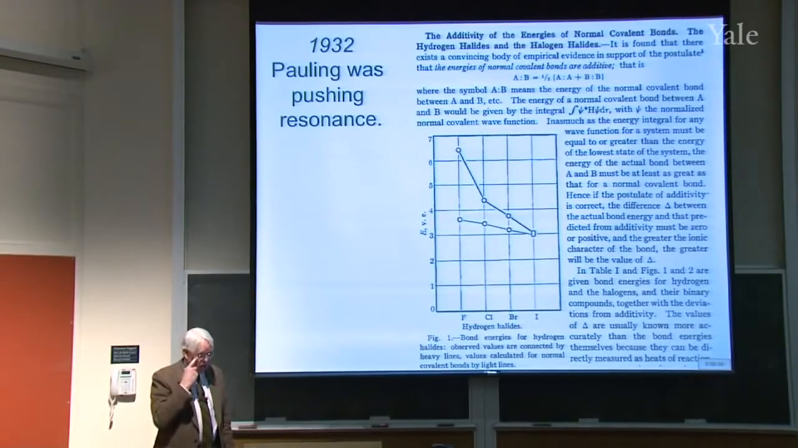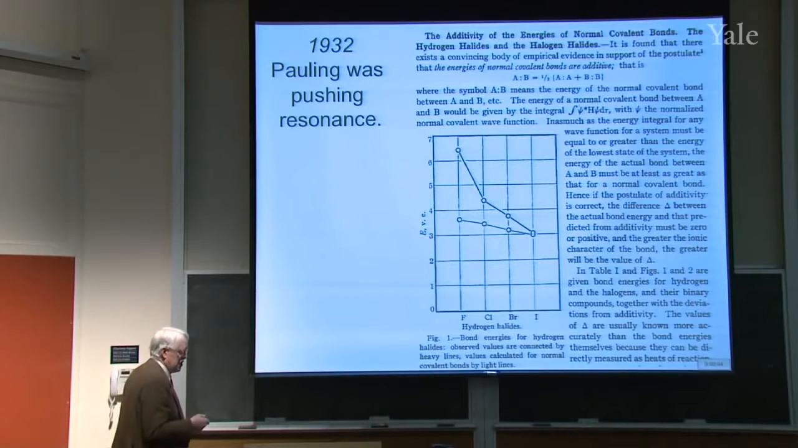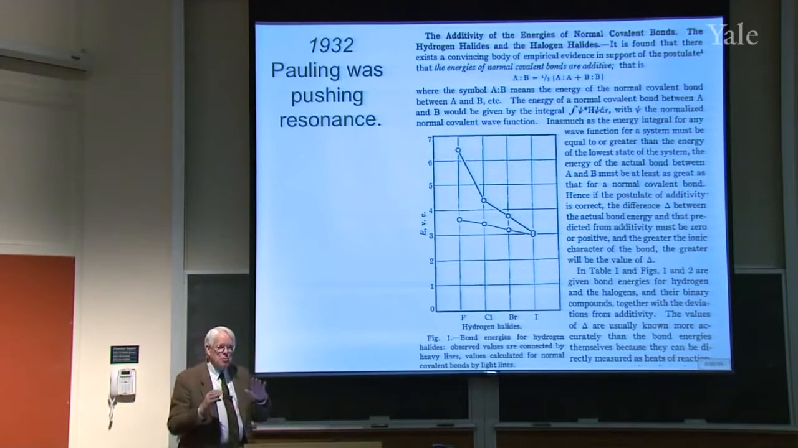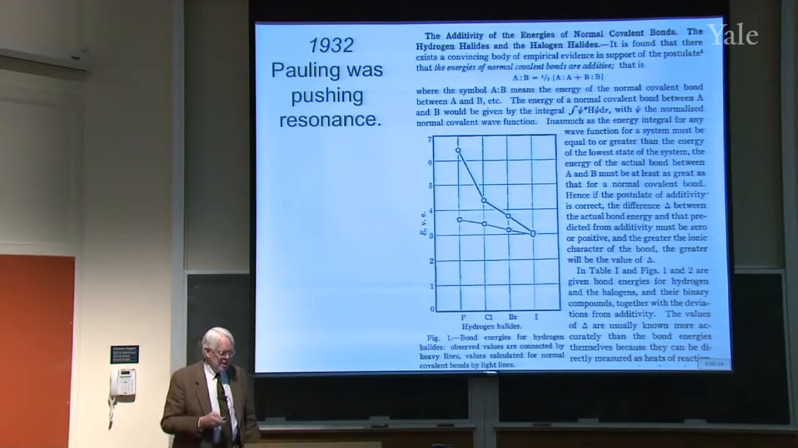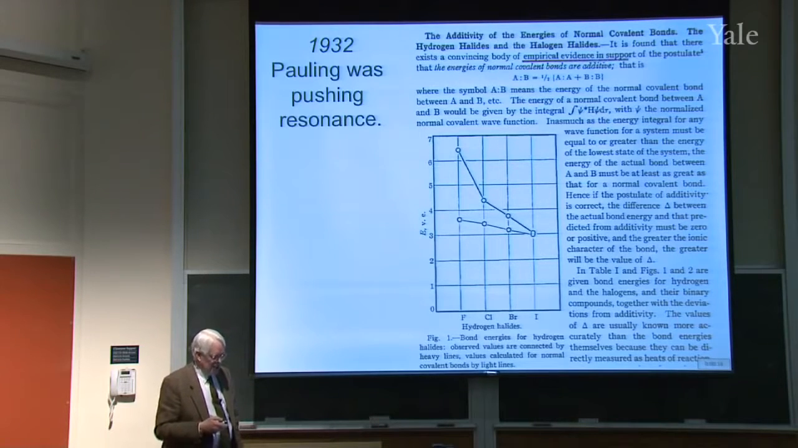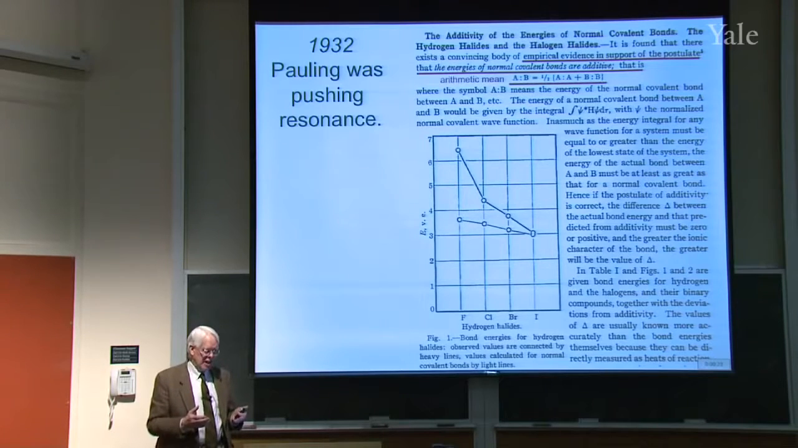Or 1932, it was published. Okay, so this is a key passage in that paper. And remember that Pauling was pushing this idea of resonance, that you get stabilization when you can draw different resonance structures. So he's talking about the additivity of the energies of normal covalent bonds. He says there's empirical evidence in support of the postulate that the energies of normal covalent bonds are additive.